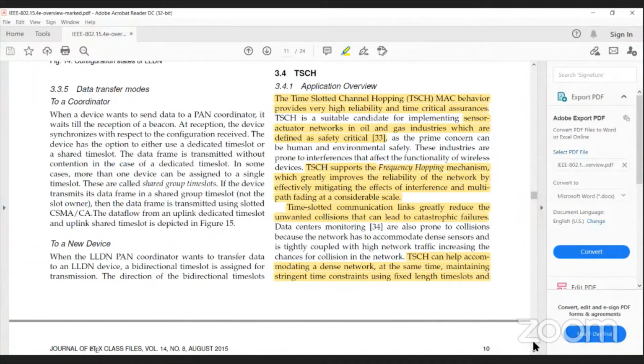Now, folks, this paragraph is critical for you because it says, look, all that is fine, but where do you think TSCH should be applied? Here he gives some examples: actuator networks in oil and gas industries, which are defined as safety critical. It can be easily applied. High reliability and time critical assurances. It's not about zero latency and all that, but wherever time critical assurances are required.